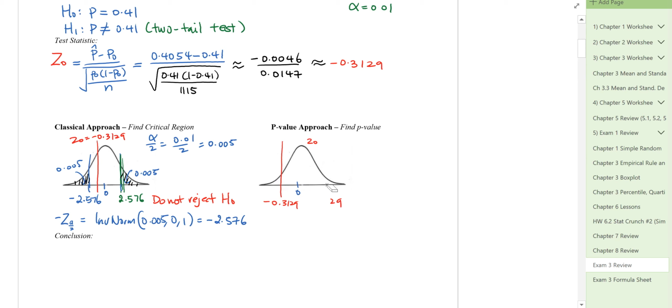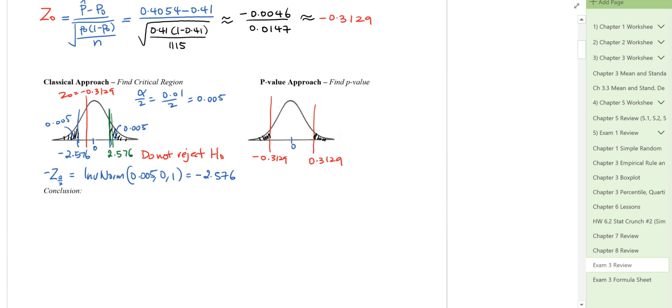Let me draw a little better. It's not symmetric here in my drawing. Make sure it's symmetric here, and that is 0.3129, and the p-value is the total area in both tails, right? So since it's symmetric, I can find one of them and then multiply by 2 to give me the p-value. So p-value is equal to the total area in both tails, and I can do it by finding one of them and then times 2.